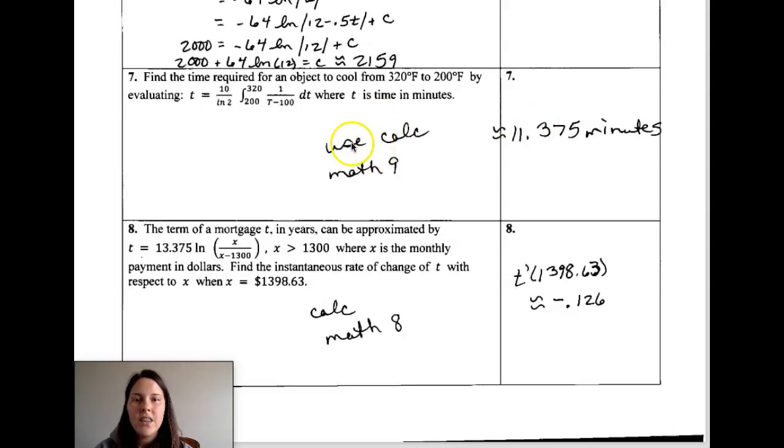Example 7, this one was literally just a calculator question, so it's setting it up exactly for you. I just typed it in just as it looks on my calculator, and it gave me about 11.375 minutes. And finally, question 8, same thing. It's asking for a rate of change given an x value. So it's asking for a numeric derivative. So that is just using our calculator. That's that Math 8 button for the numeric derivative. And I got approximately -0.126.